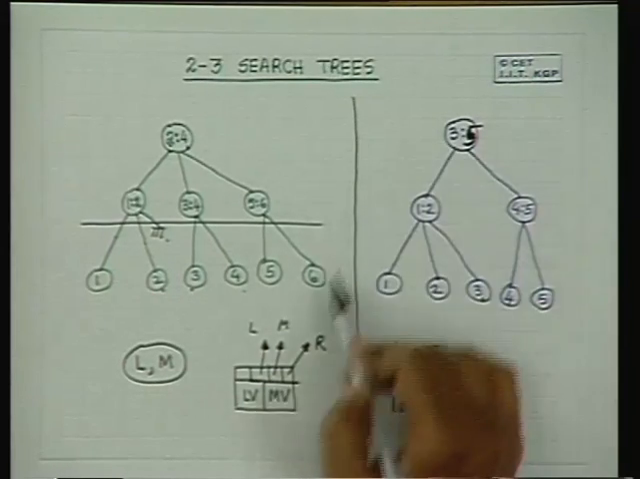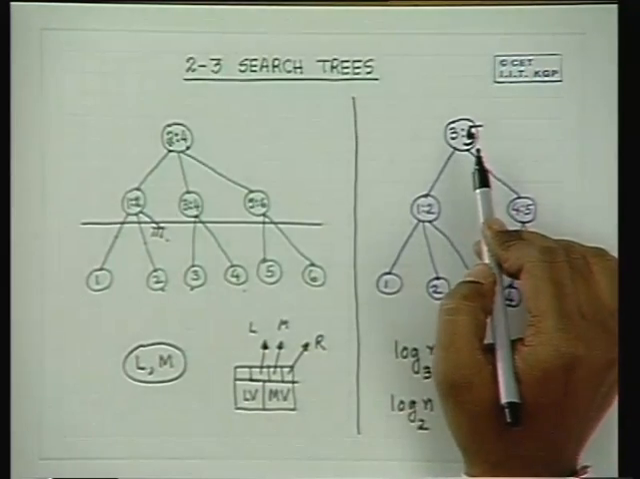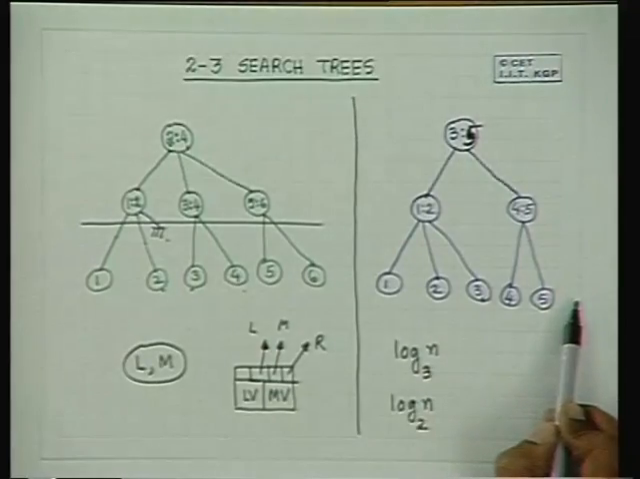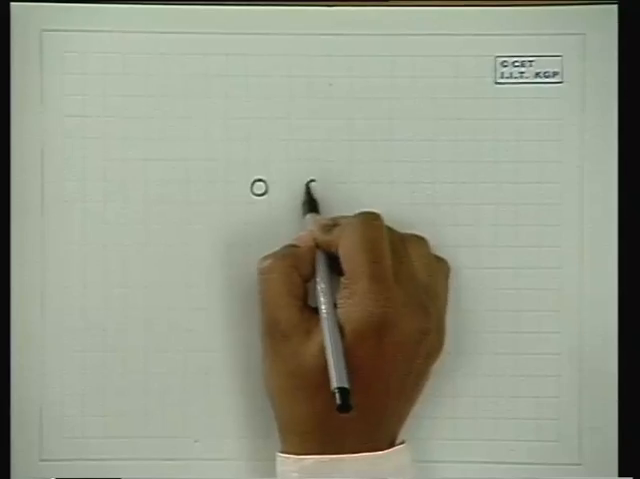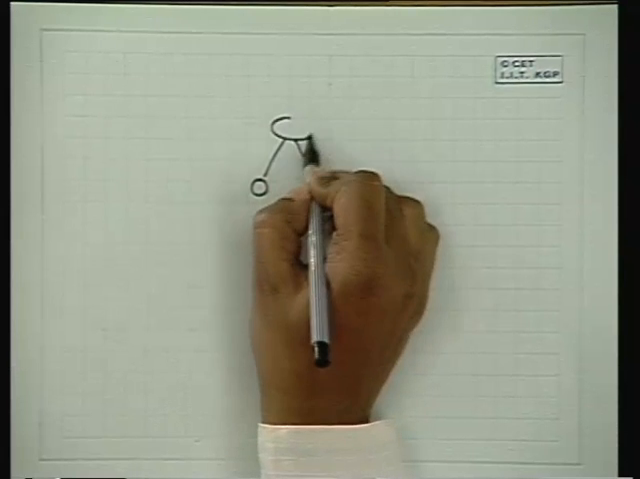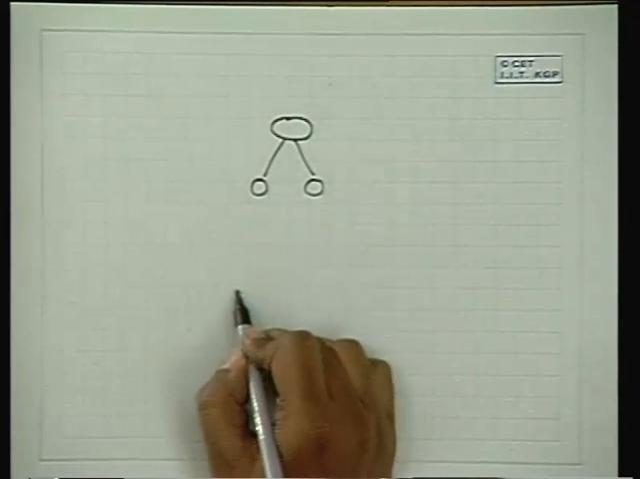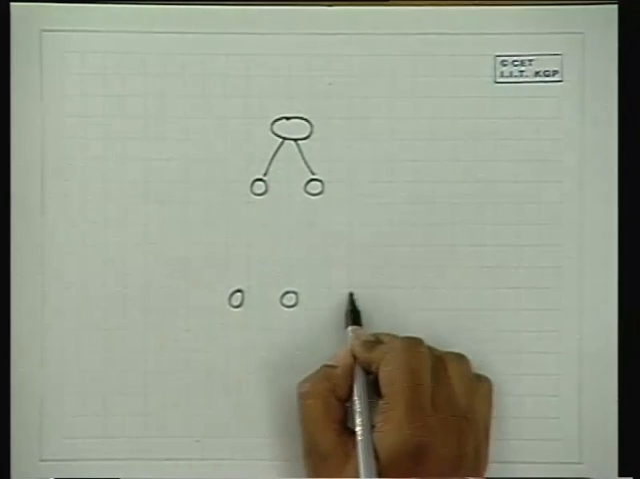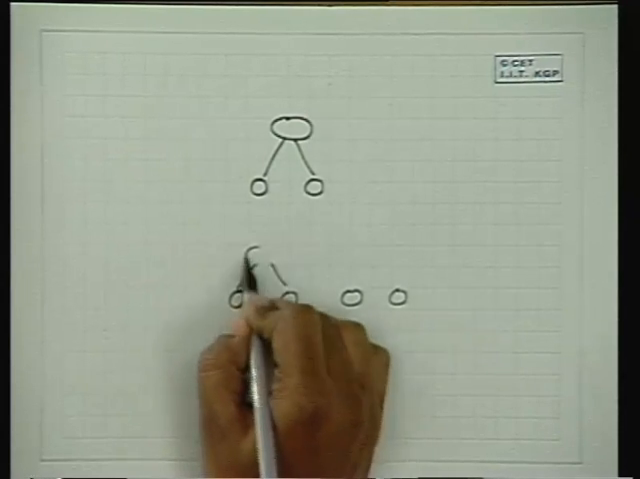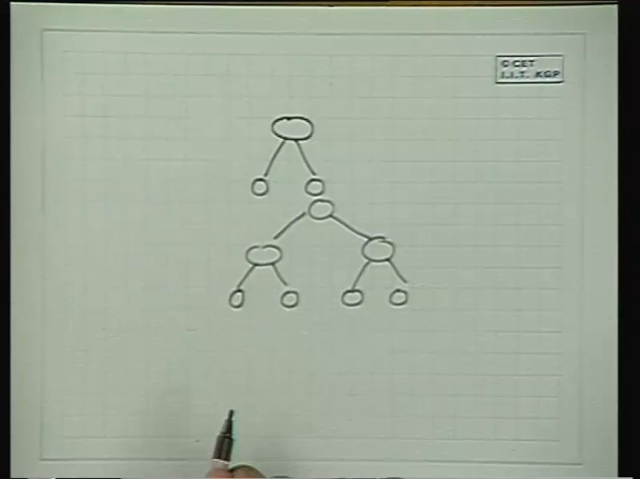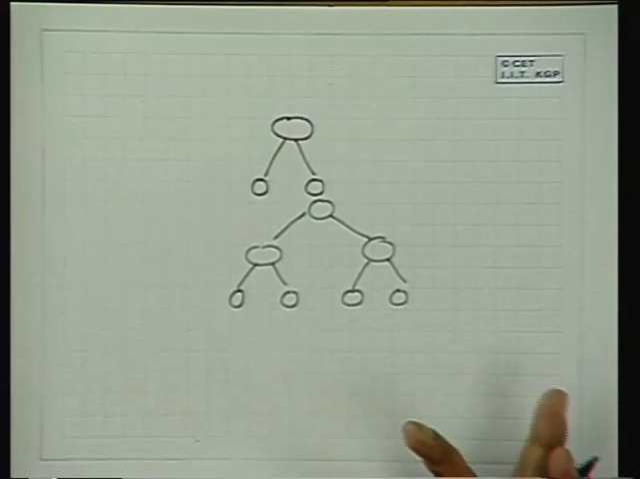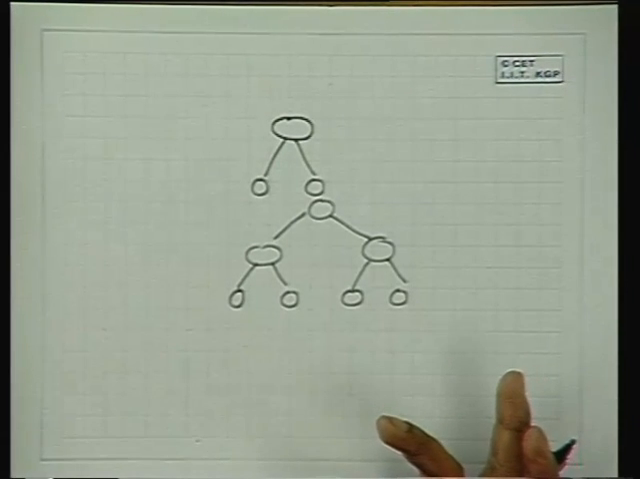Because in a binary tree, if all of them are 2, if there are n nodes, the height will be log n. Should I prove that? If there are 2 nodes, the height will be 1. In a binary tree, if there are 4 nodes, the height will be 2. If there are 8 nodes, the height will be 3, and so on.